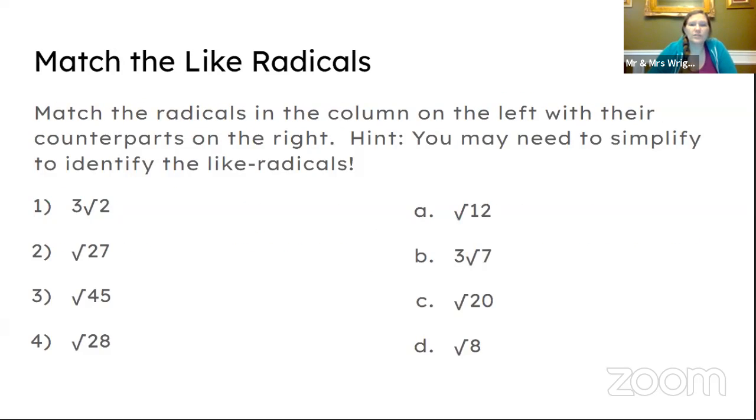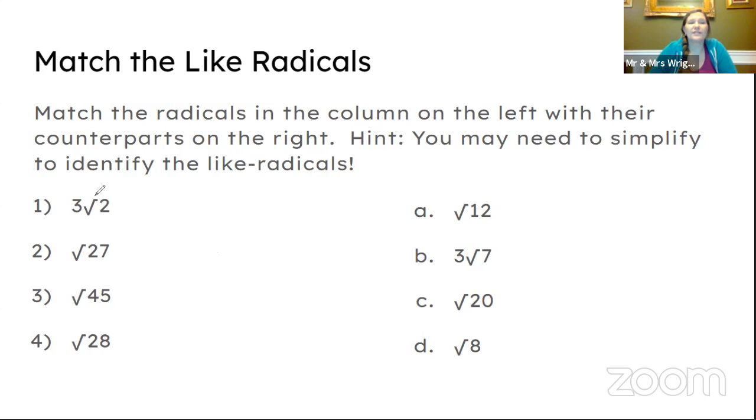So in order to combine like radicals, you first have to identify them. So here in this exercise, we're going to identify which radicals match the others, so we would be able to combine them. You have a hint here. You're going to need to simplify to identify your like radicals because these are not in their simplified state. So we don't know which ones are alike and which ones aren't. Well, some of these are.